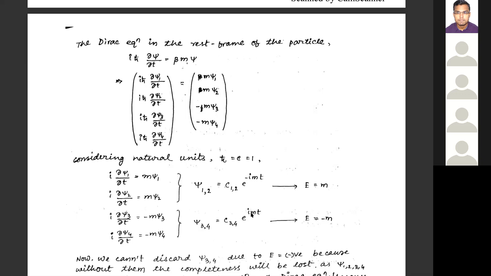So these are the solutions for each of these components. And what is the interpretation of this solution?